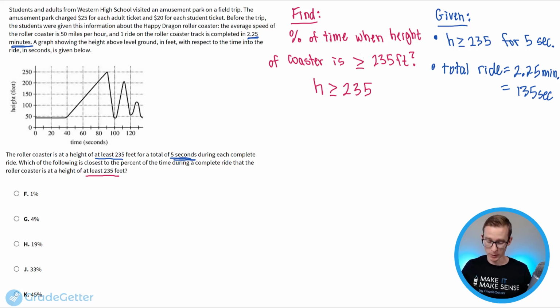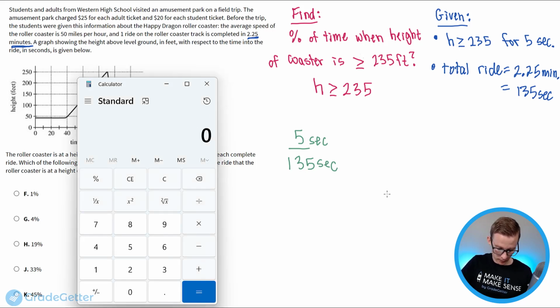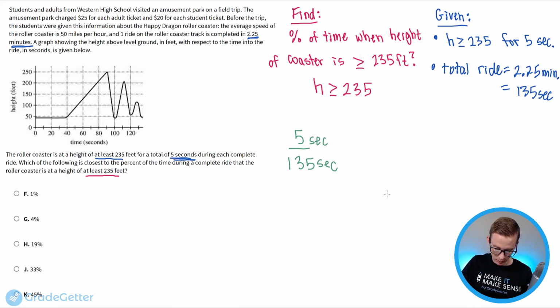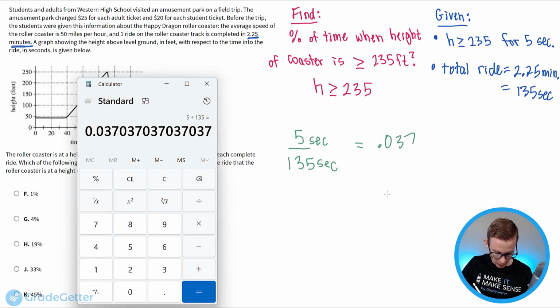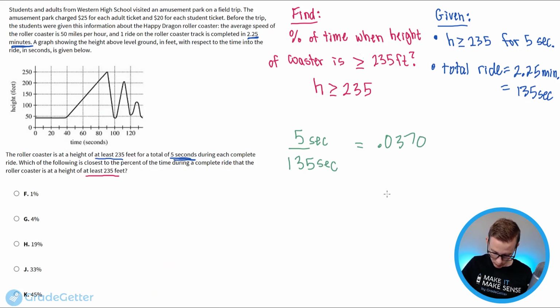Now we have enough information to solve this. So for every 5 seconds out of the total 135 seconds, our roller coaster is at 235 feet or higher. So this is our percentage, but it's only in decimal form, right? If I type this into my calculator, 5 divided by 135 gives me 0.037, and I think it keeps repeating. 0.037037 repeating.